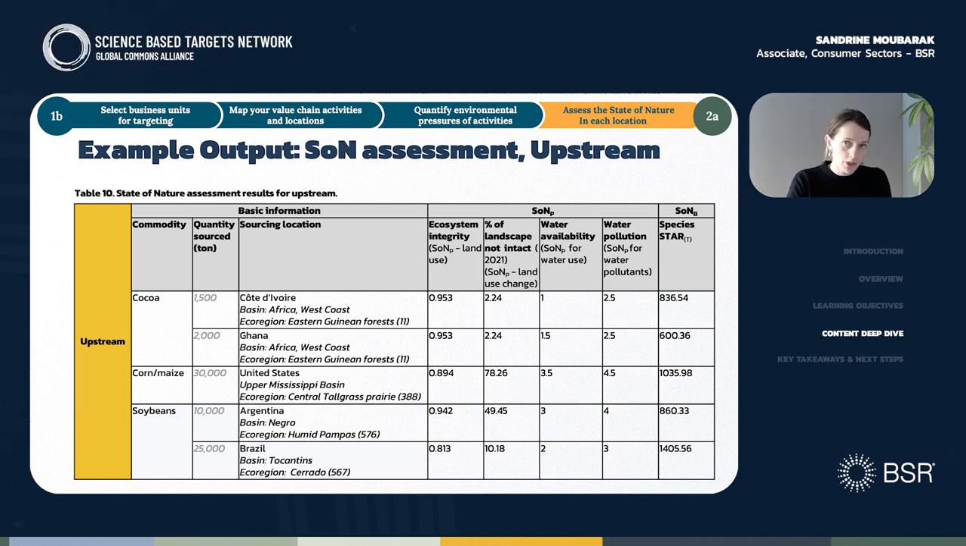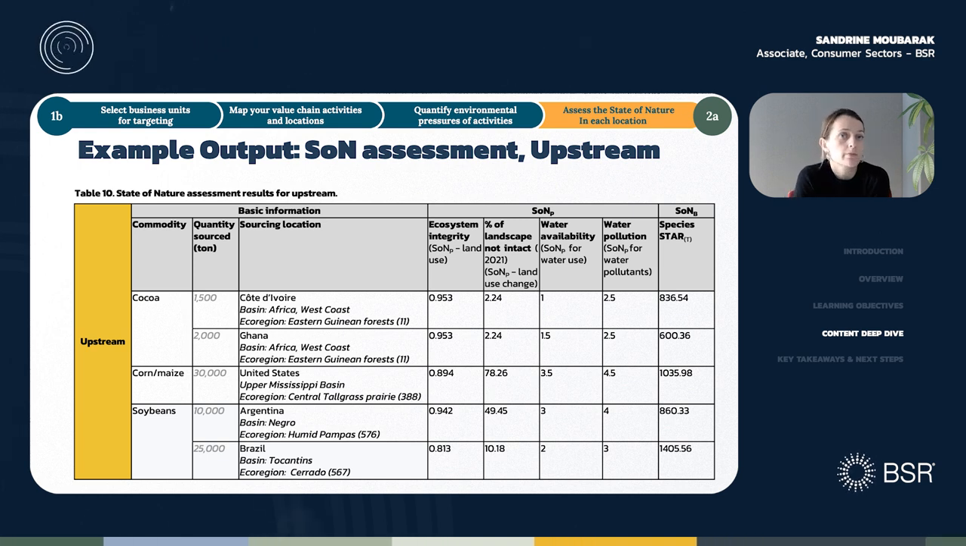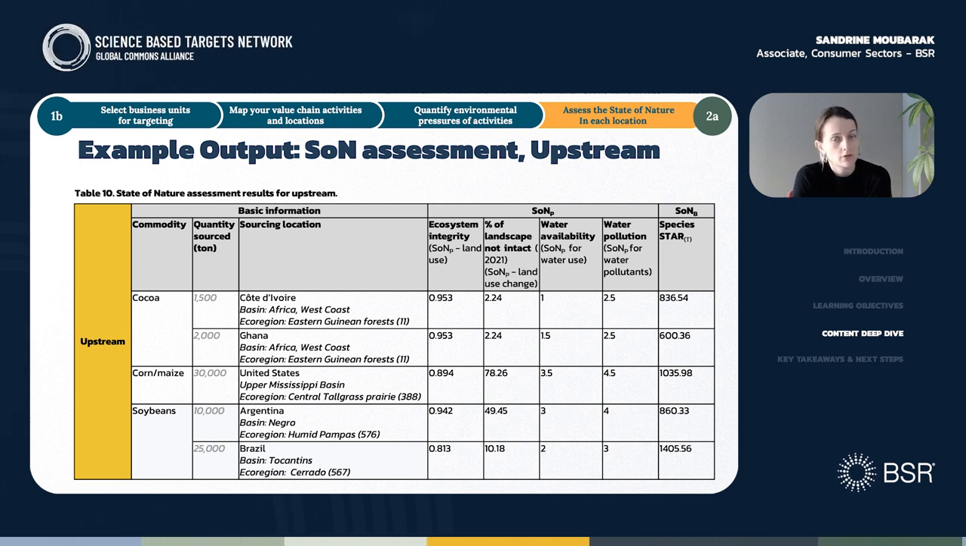For upstream locations, the team took the average value for all basins in that country for its upstream estimates. This process was repeated for each SONP category: water use, water availability, and water pollution. For upstream, this basin information matched their sourcing region research conducted for land.